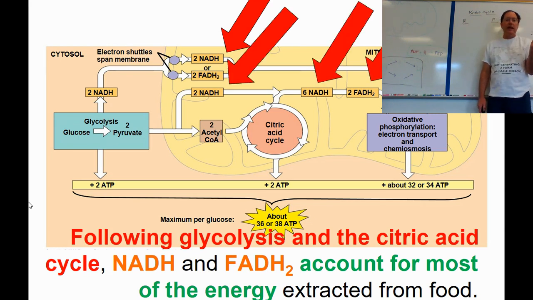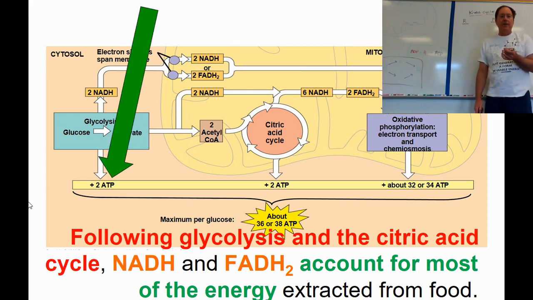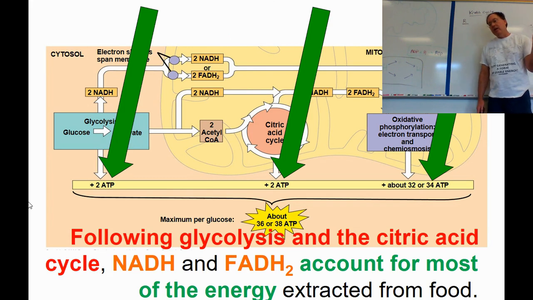You can see all these NADs and FADs and where we've seen them before in glycolysis and the citric acid cycle. You can see them. There's a ton of ATP made on the far right side there in oxidative phosphorylation. We'll go over what that means today.